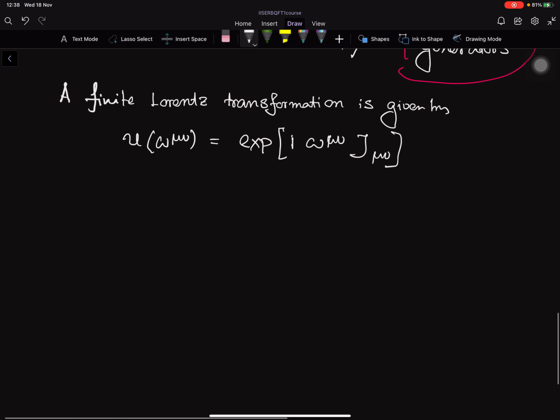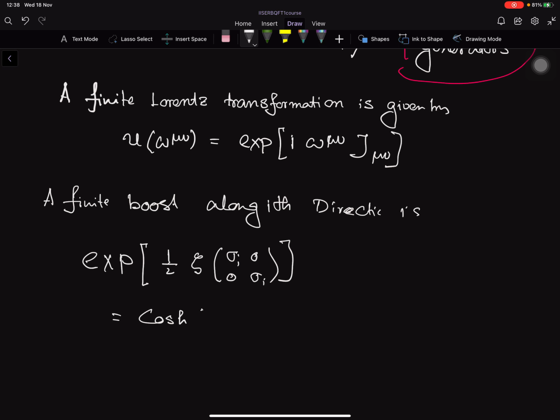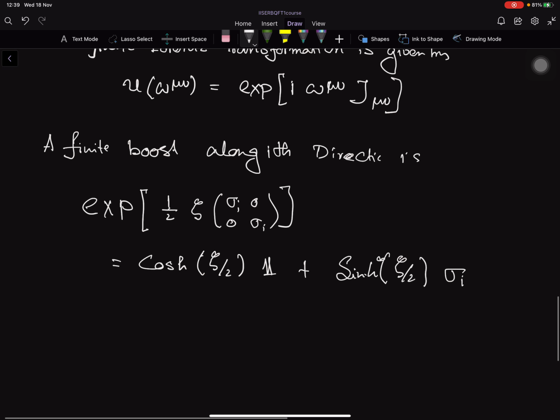Okay, for example, a finite boost along the ith direction is the exponential of i/2 zeta times the block diagonal matrix with sigma_i and sigma_i, and that simply becomes cosh(zeta/2) times identity plus sinh(zeta/2) sigma_i. So this is the finite boost generators.